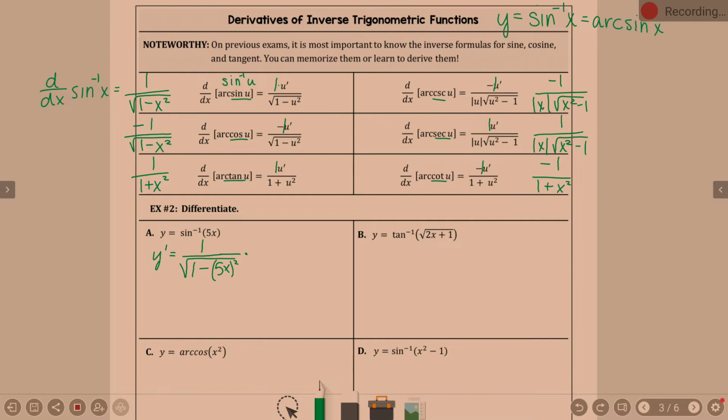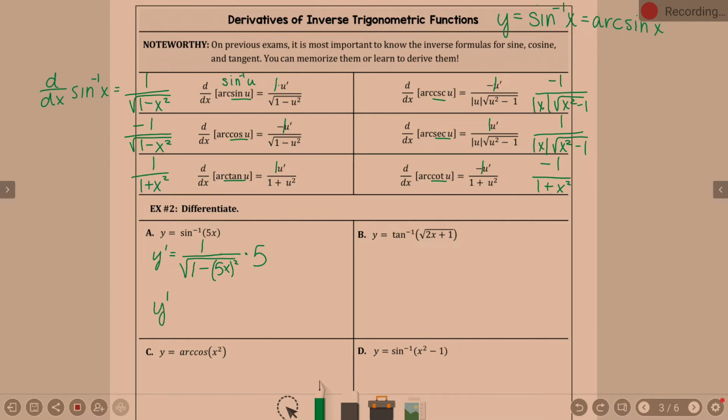Am I done? No, because there's a chain rule, right? So we already did the derivative of sine inverse. The inside is 5x. What's the derivative of 5x? 5. Now, professionals will have already put that 5 in the numerator. That's what you'll see the answer key do sometimes, right? I don't know, maybe I should use the word professionals, but that's what I feel like it is.